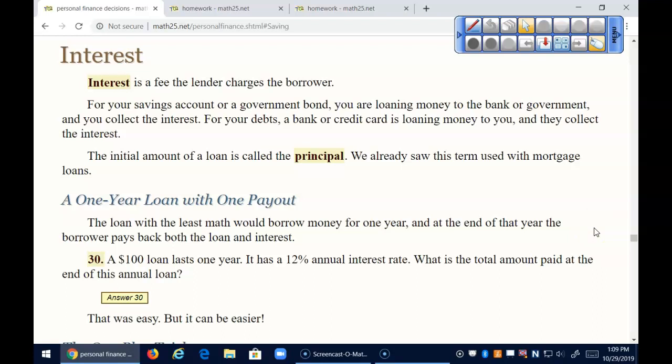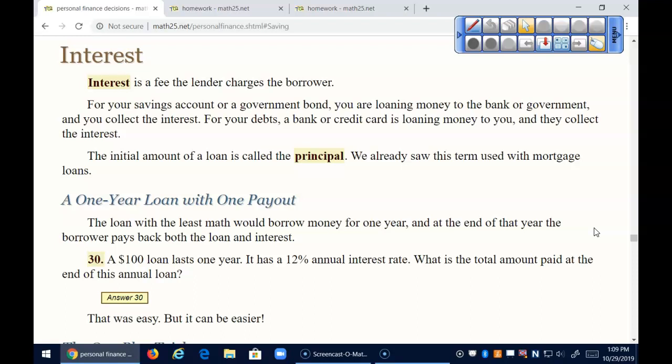Interest is a fee that the lender charges the borrower. If you have a savings account, if you've bought a government bond, you are the one loaning money. So you get the interest. Or if you have a credit card, then you are borrowing the money, so you pay the interest. Either way, the initial amount of the loan is called the principal. We already saw that with mortgages, how that word was used.